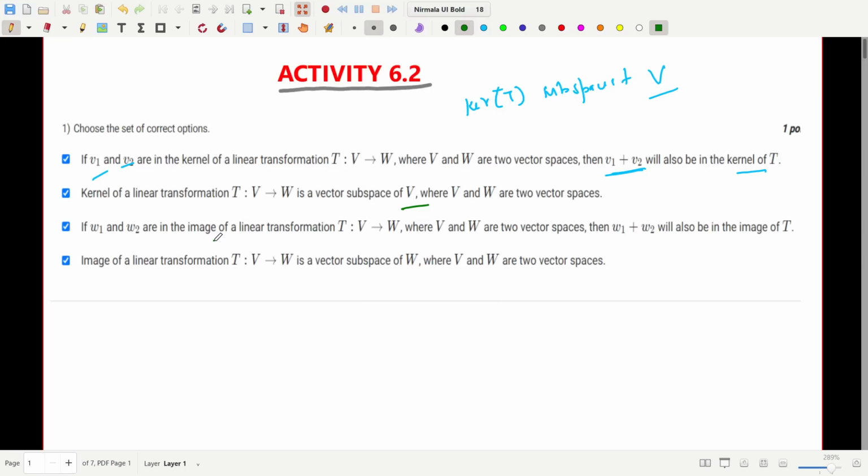W1 and W2 are in the image of a linear transformation T, where V and W are two vector spaces, then W1 plus W2 will also be in the image of T. Yes, by the vector subspace axioms, if W1 and W2 are in the image of linear transformation T, then W1 plus W2 will also be in the image of T. And the image of a linear transformation is a vector subspace of W. Okay. Next.